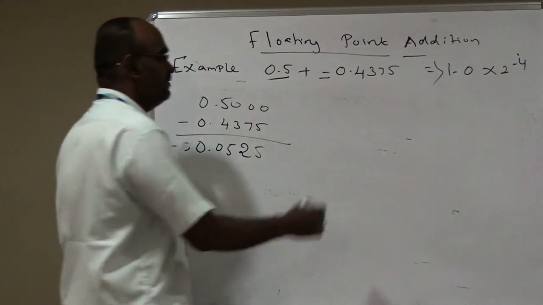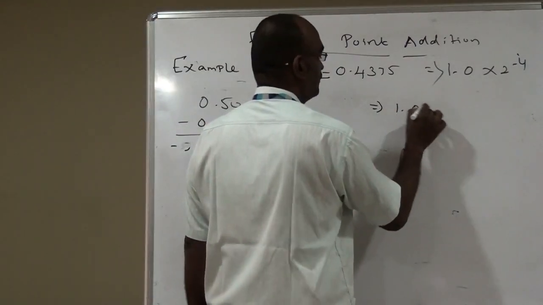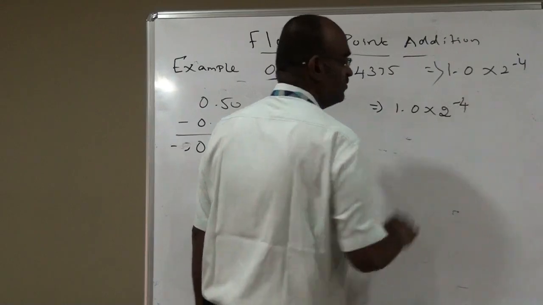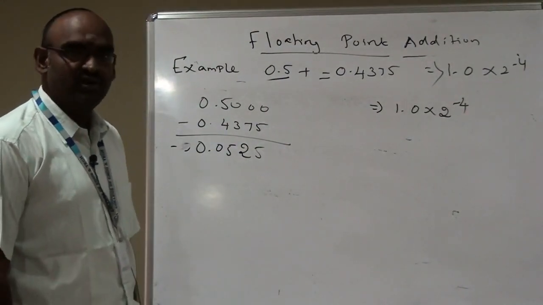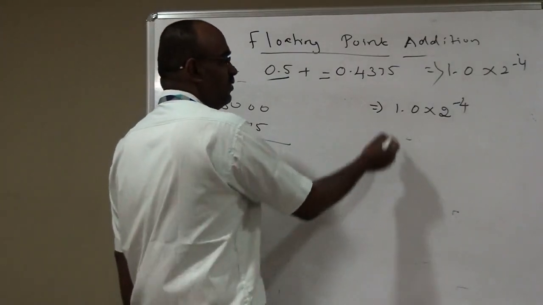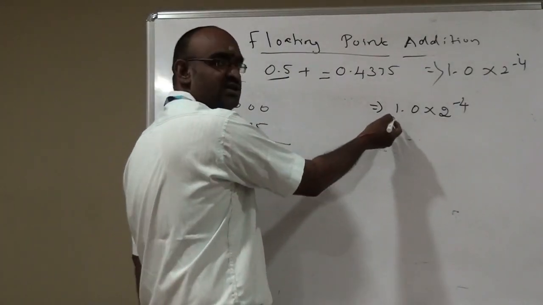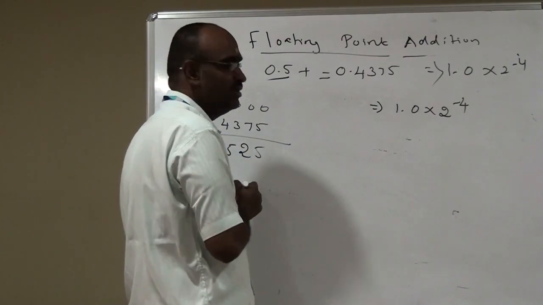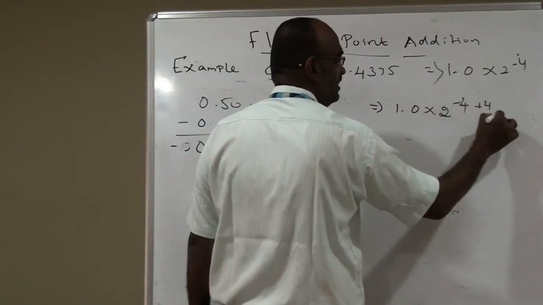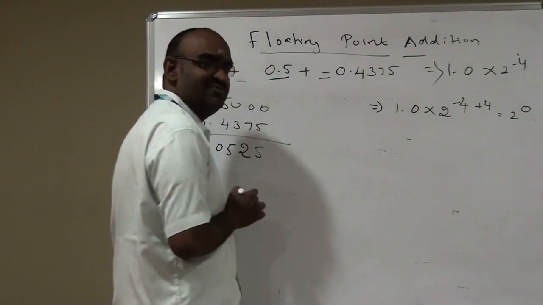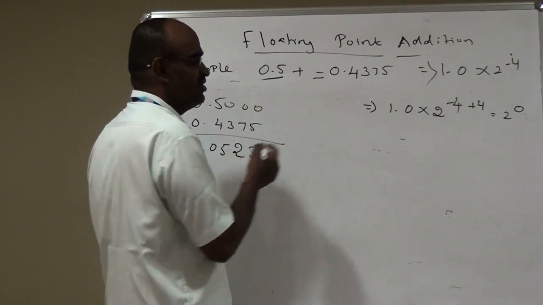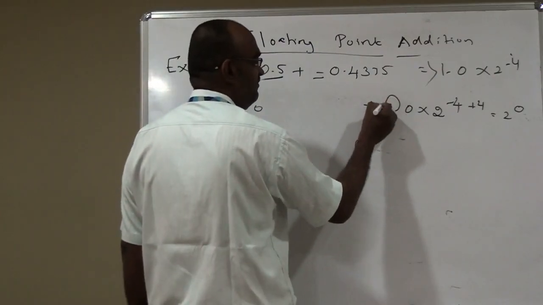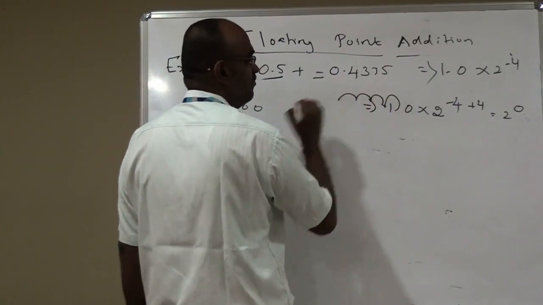So now checking this value, it's 1.0 times 2 power minus 4. So how to convert this into a decimal value? We have to equalize the minus 4 to plus 4. When we add plus 4, then only it will be 2 power 0. So if it is plus 4, what should we do? We have to shift the binary point left by 4 digits. So 1 point, shift left 1, 2, 3, 4.